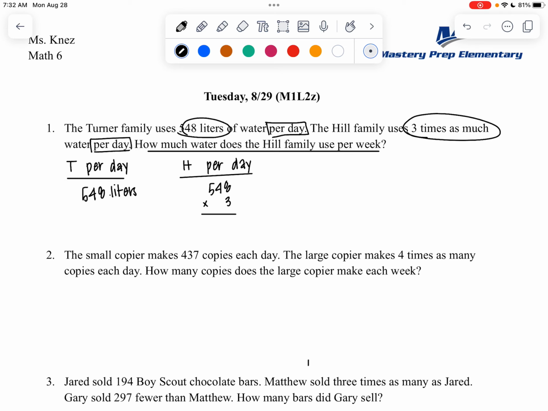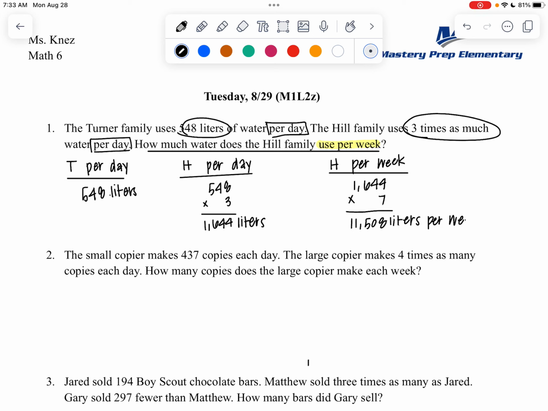548 times 3 gives me the amount of water that the Hill family is using per day. And a common mistake is to stop there. But the question asks us, how much water does the Hill family use per week? Which means we have one more step. We need to take the amount of water that the Hill family uses per day and multiply it by 7 for 7 days of the week. That tells us that the Hill family uses 11,508 liters of water per week.